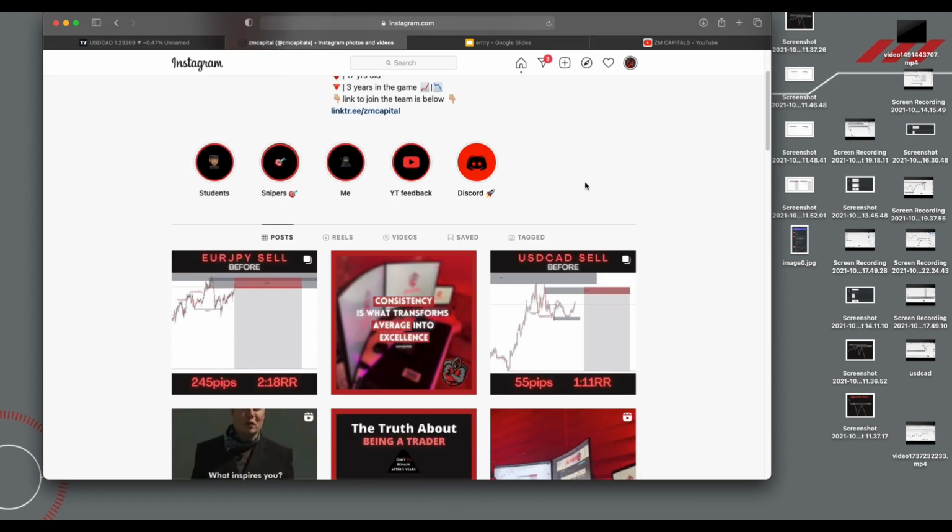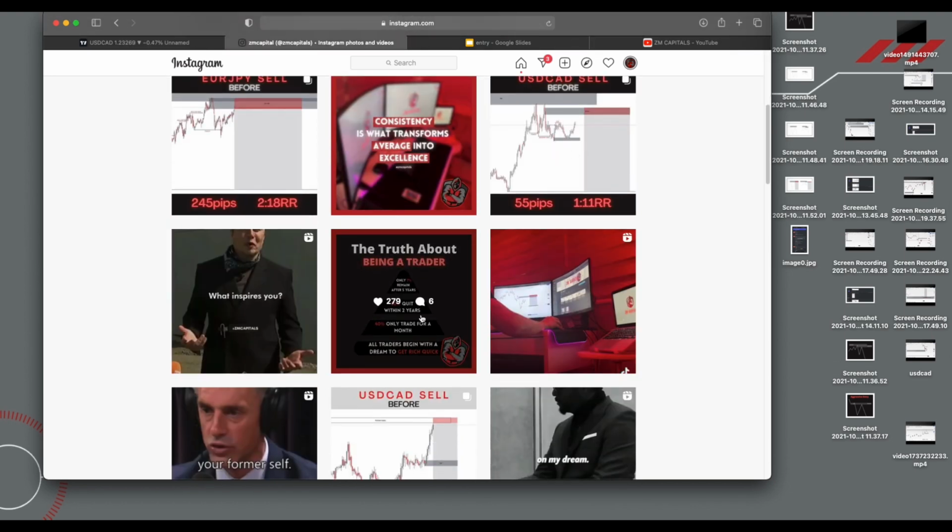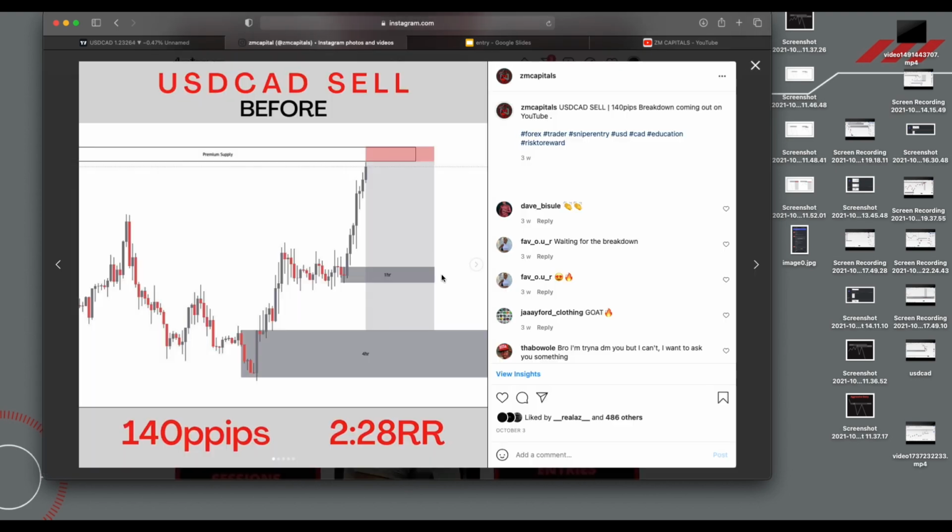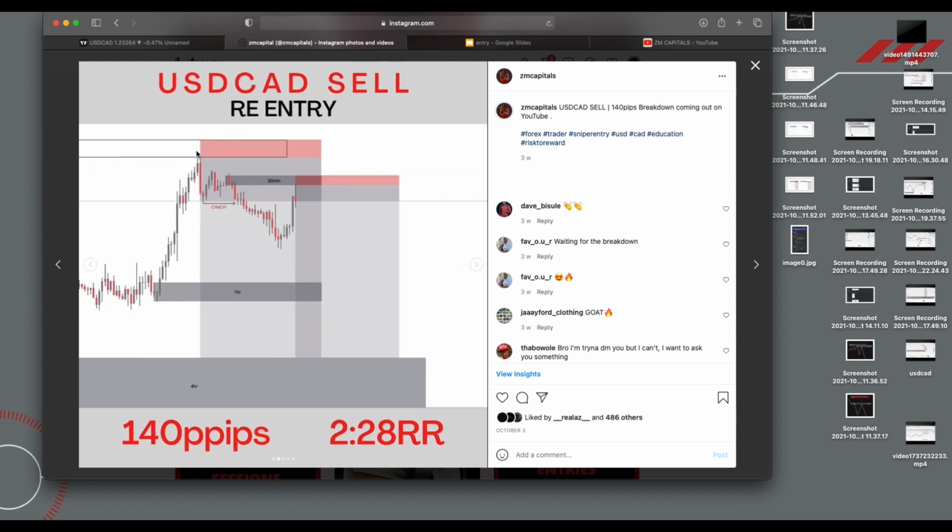Now, the examples I'll be going through are the trades that I've actually posted on my Instagram. So we'll start with this one. I uploaded this one on October the 3rd. This is an example of me entering at an aggressive entry. Okay, price reacted over a 1 hour area of supply, and then we got in on a confirmation entry. Okay, so we have both examples here, an aggressive entry and a confirmation entry.